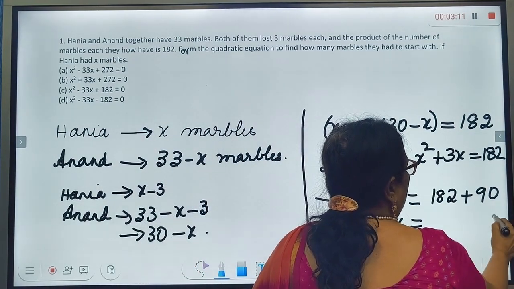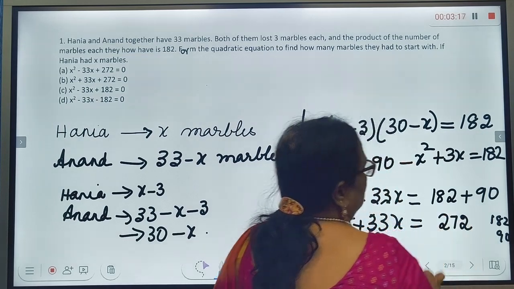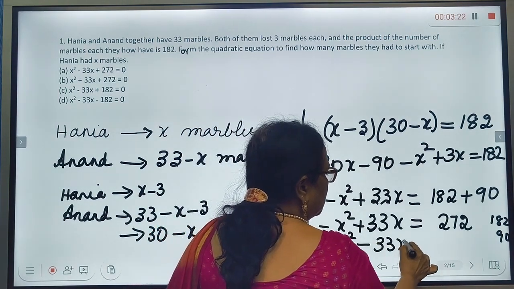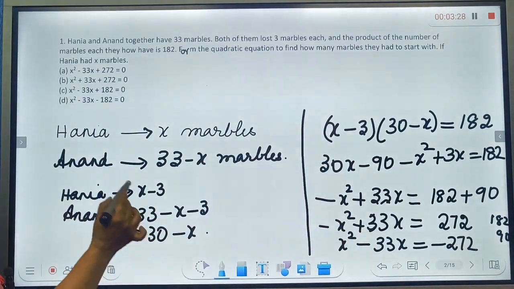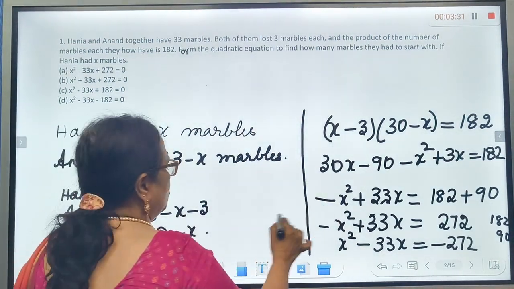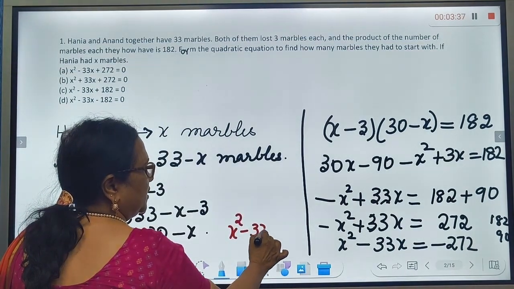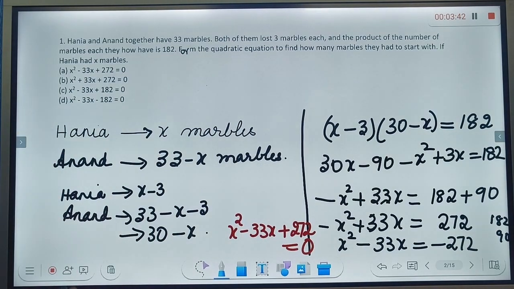So you will get what? See, 182 plus 90 will give you 272. Or x square minus 33x equal to minus 272. I've changed the sign. So what will happen? X square minus 33x plus 272 equal to 0. So what is the quadratic? X square minus 33x plus 272 equal to 0. This is the first alternative, and is therefore the correct alternative. X square minus 33x plus 272 equal to 0.